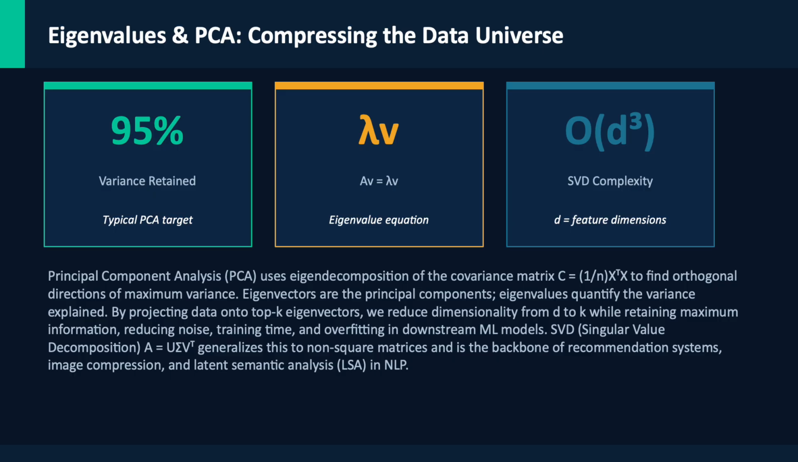Imagine you are describing a person using 100 different measurements: height, weight, arm length, leg length, neck size, and so on. Most of these measurements move together. Tall people tend to have longer arms and longer legs. PCA finds those underlying patterns and compresses all 100 measurements down to just a handful of key dimensions that still capture most of the useful information, like overall body size and proportions.